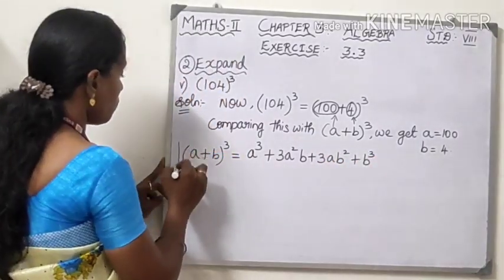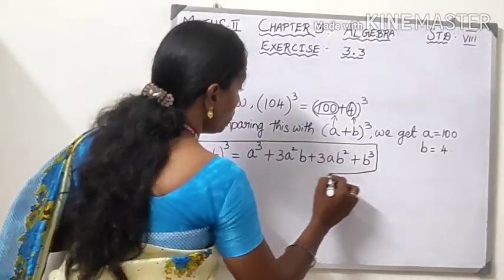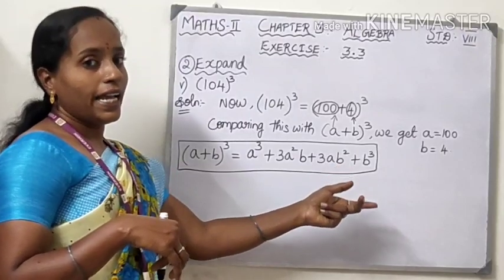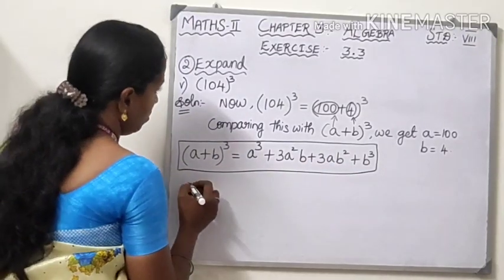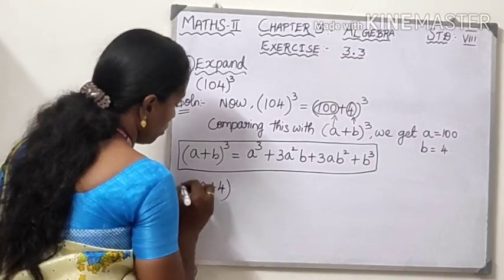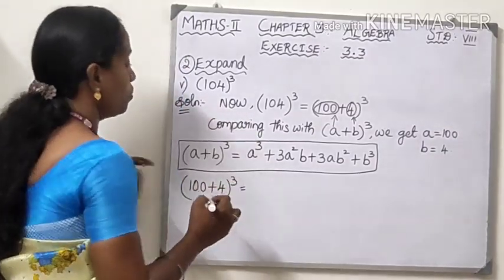So in the next step, what are we going to do? We are going to replace the values of a and b. So now (100 plus 4) the whole cube is equal to, what is a value?